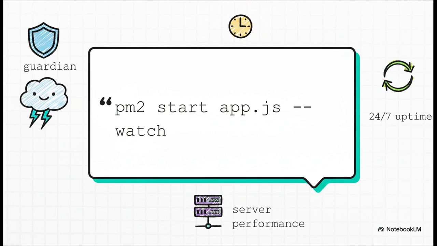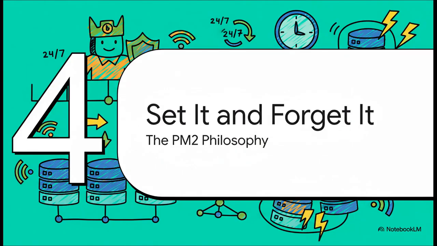That's it. Now PM2 is watching your files. The second you hit save on a change, it gracefully restarts the application for you. It creates this totally seamless, fast, and just efficient development workflow. So when you put all of this together, the auto restarts, the clustering, the boot persistence, you get to the core philosophy of PM2. It is, quite simply, set it and forget it. It's a tool that's designed to give you peace of mind. You set it up, and you can just trust it to do its job.